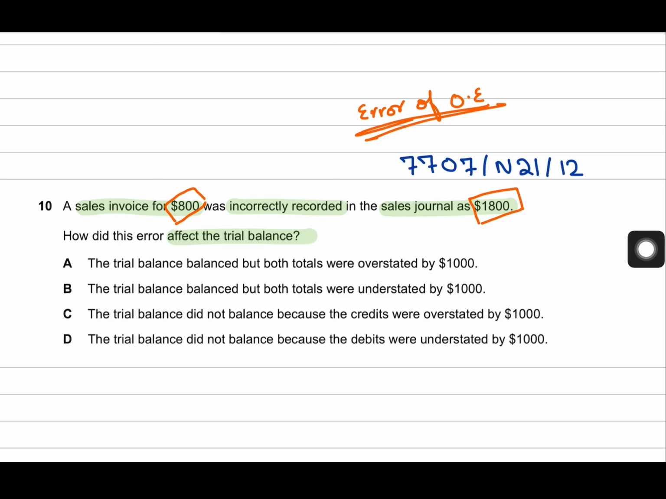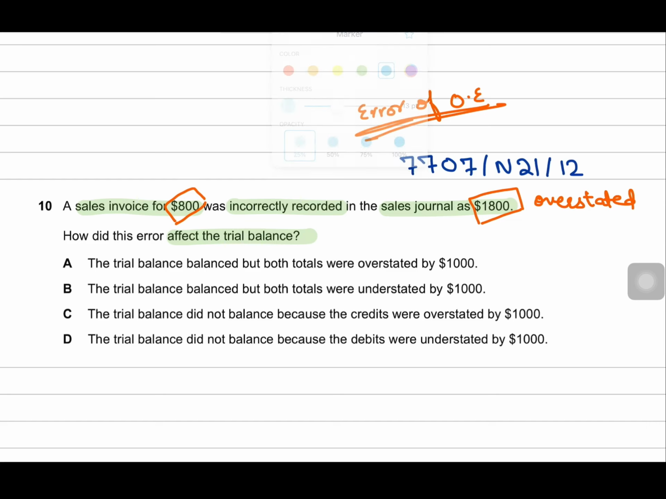Now the question is not to identify the type of error, but how this error will affect the trial balance, right? So this means that right now this transaction has been overstated. More has been recorded in the sales account as well as in the debtors account. Now let's read the options.